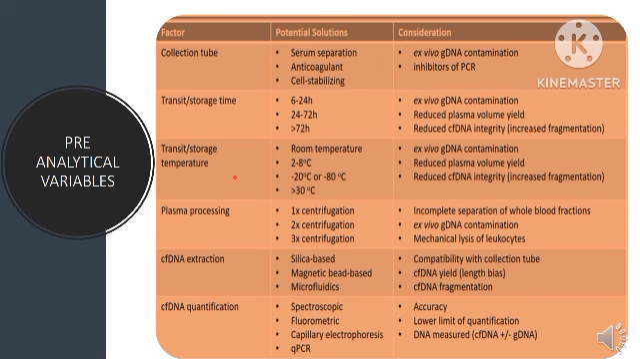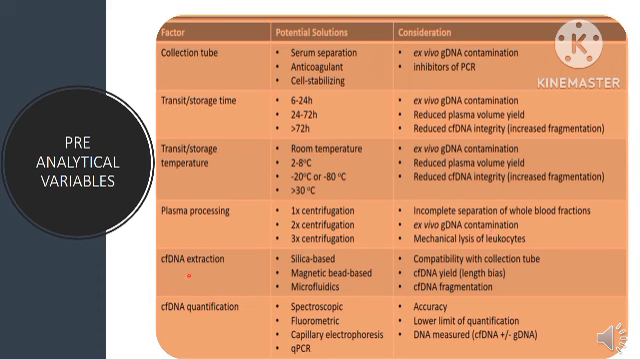What is the storage temperature? Is it at room temperature or 2 to 8 or minus 20 or minus 80 or it is more than 30 degrees? Again, you have to consider all these factors. Plasma processing. Do you have to do only single centrifugation which may lead to incomplete separation of whole blood fractions, or double step centrifugation or triple step centrifugation? If you centrifuge it vigorously, it may cause mechanical lysis of leukocytes, again contaminating your cell-free DNA.